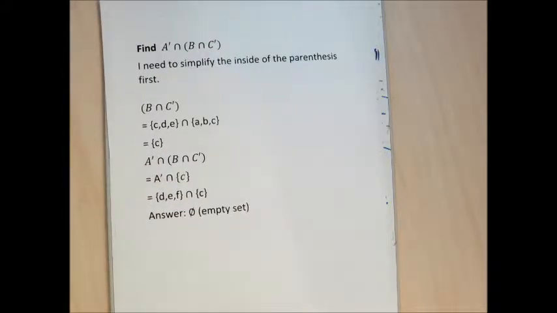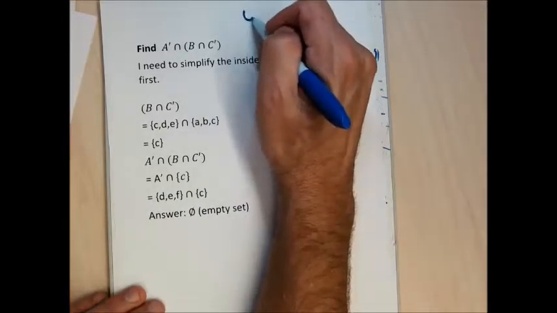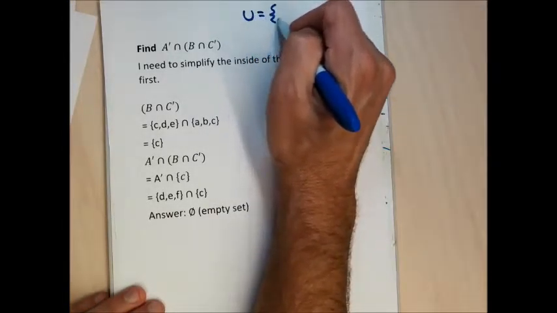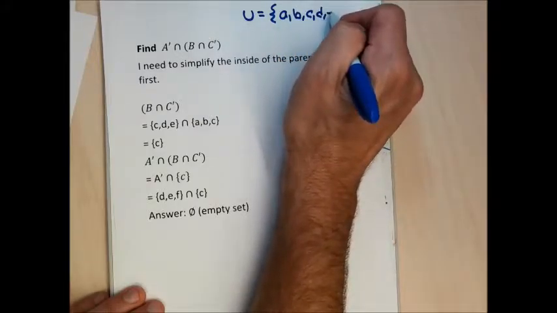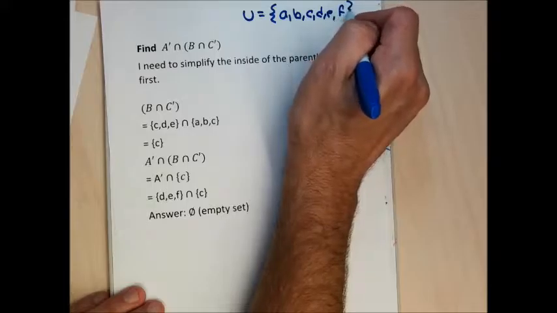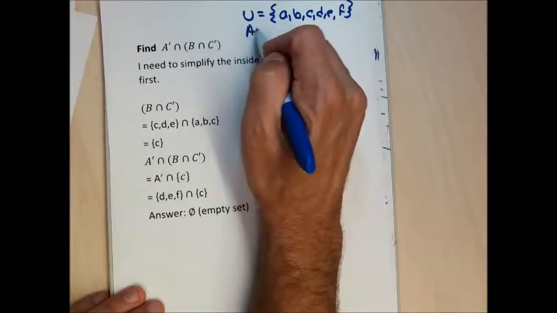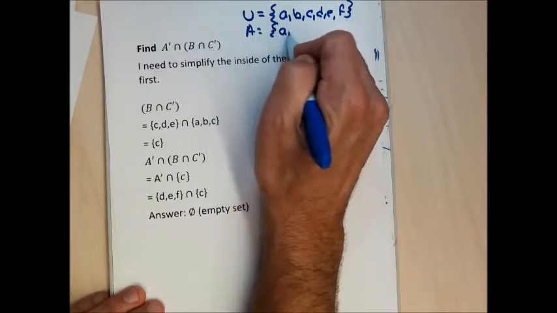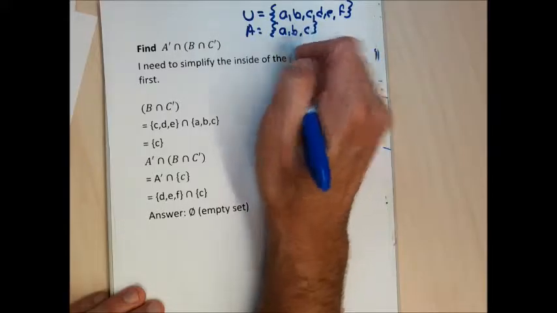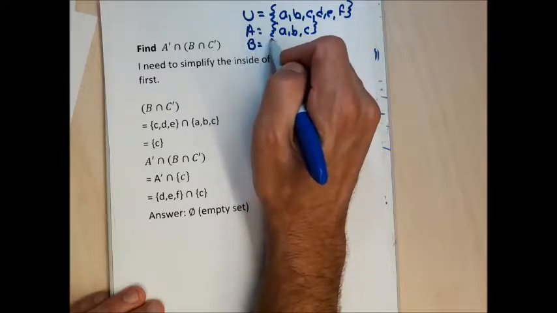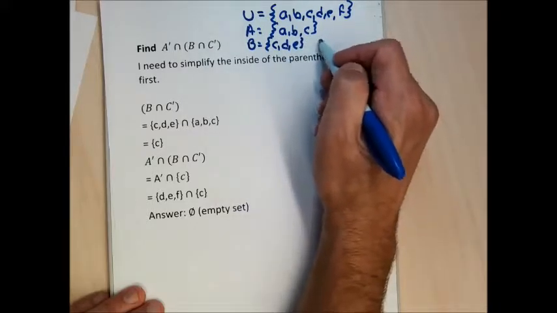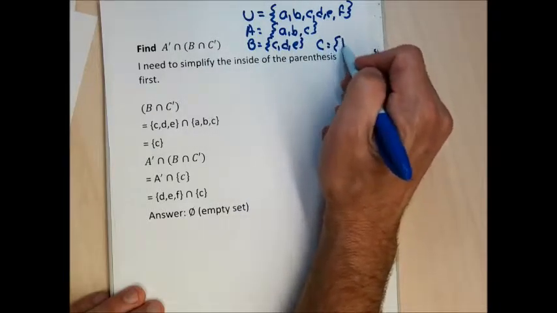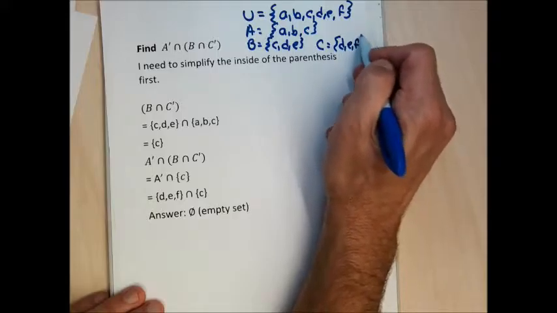Another example, I better pull this set back up. Let me just write what the universal is here. The universe for this problem is A, B, C, D, E, and F, and A is the set A, B, and C. B is the set C, D, and E, and C is the set D, E, and F.